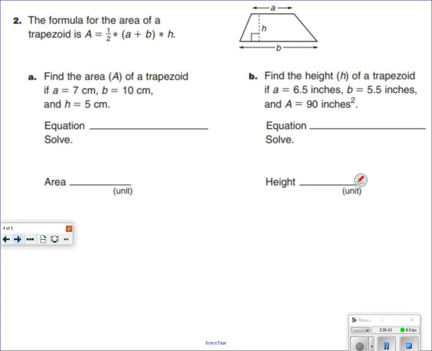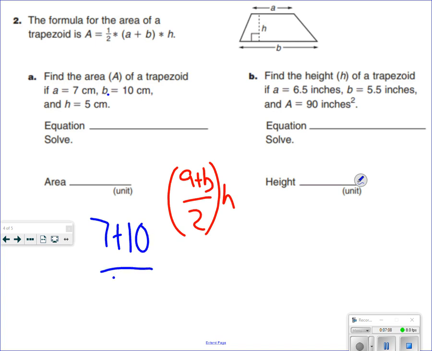The formula for the area of a trapezoid is area equals half times a plus b times h. Another way to write that, and I've shown you this before, is a plus b divided by 2 multiplied by the height. So we have a trapezoid here. One base is 7, so I'm going to go 7 plus the other base, 10, divided by 2, multiplied by the height, which is 5.